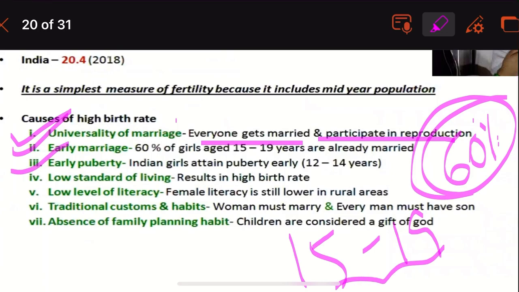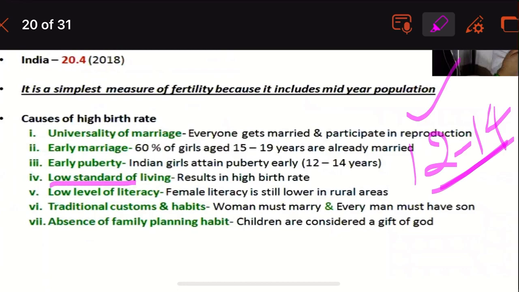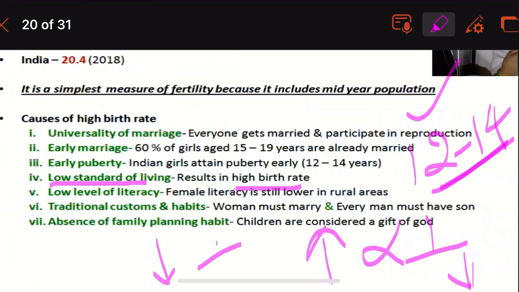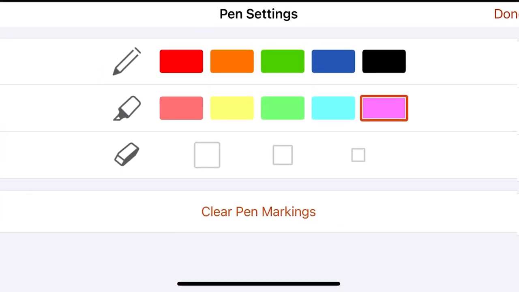Early puberty. Indian girls attain puberty early, at the age of 12 to 14 years. There are low standards of living, which result in a high birth rate. We saw that economic status is inversely proportional to fertility. High economic status, low fertility. Low economic status, high fertility. Low standards of living, high birth rate. Low level of literacy. We also saw that if the literacy level is low, there are high chances of fertility being increased. Female literacy is lower in the rural areas. That's the reason the fertility rates are high.